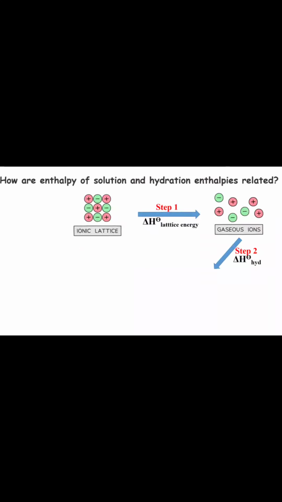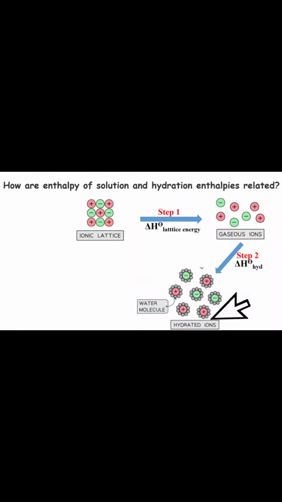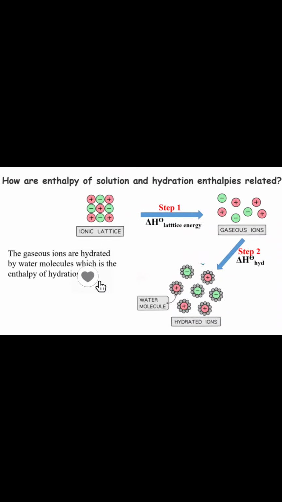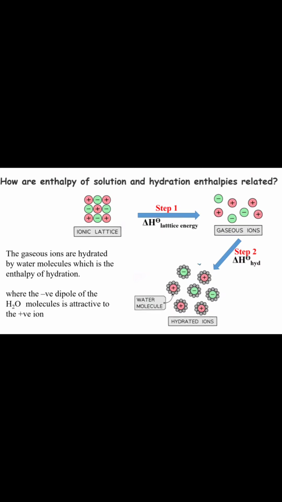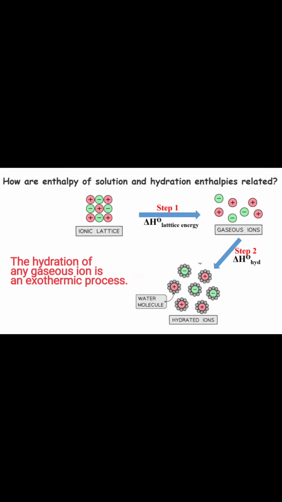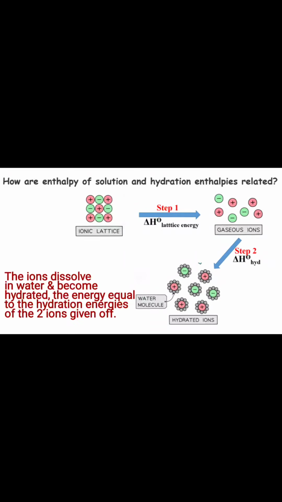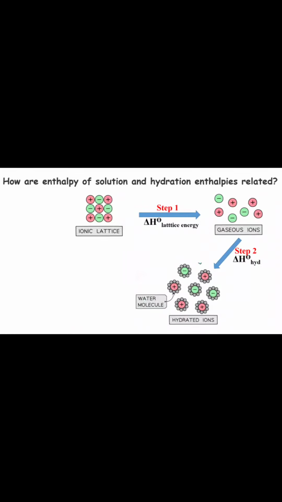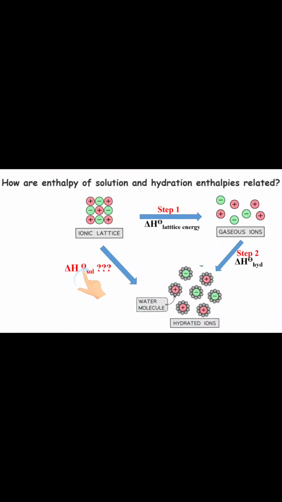Now, imagine that these gaseous ions dissolve in water to form hydrated ions, which is the enthalpy of hydration. Always bear in mind that the hydration of any gaseous ion is an exothermic process since bonds are being formed. By using this energy diagram, we can determine the enthalpy change of solution. From the energy diagram, we can determine that the formula of enthalpy of solution is like this.